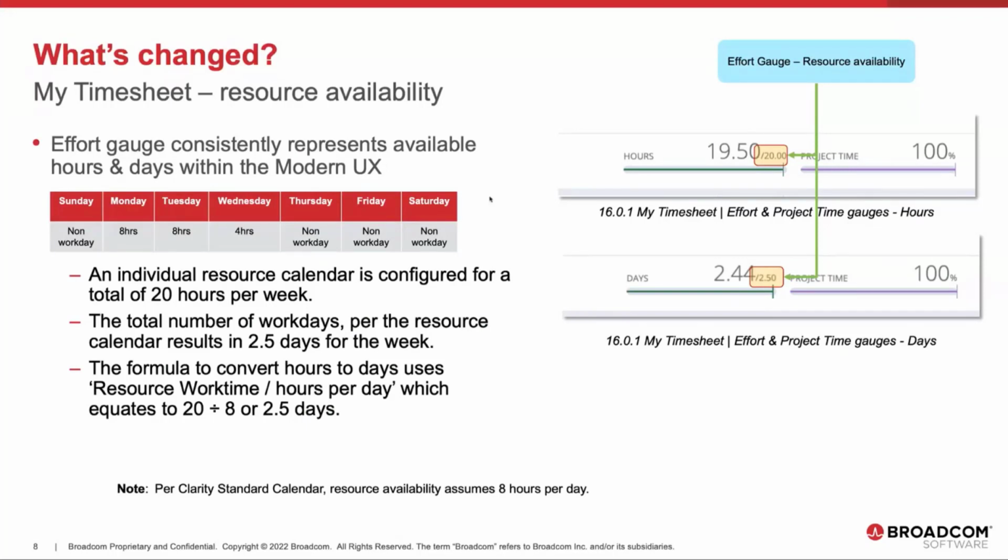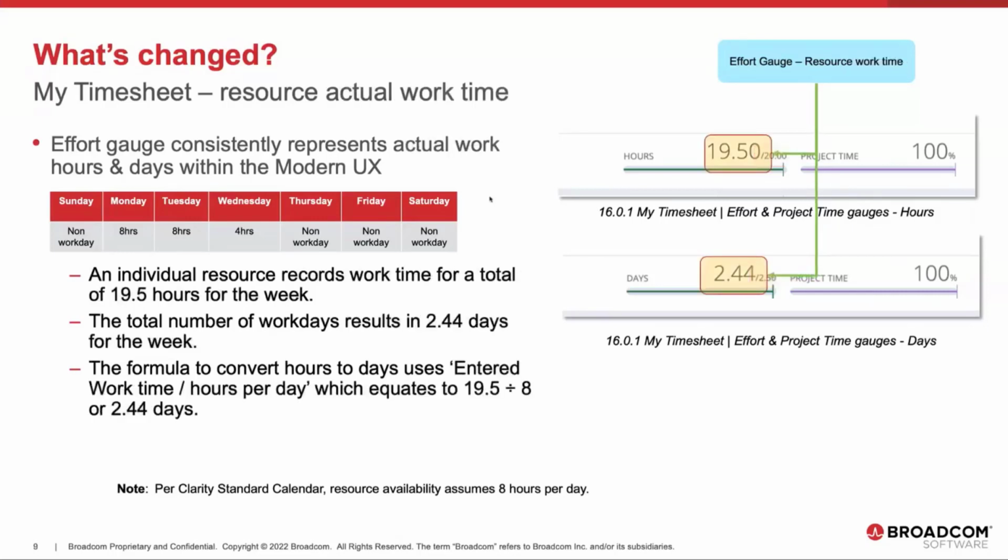You can see the math there is 20 divided by 8 equates to 2.5 days, which is also represented in the bottom visual here, where we're showing that in days. So moving on from availability to the actual work time recorded.